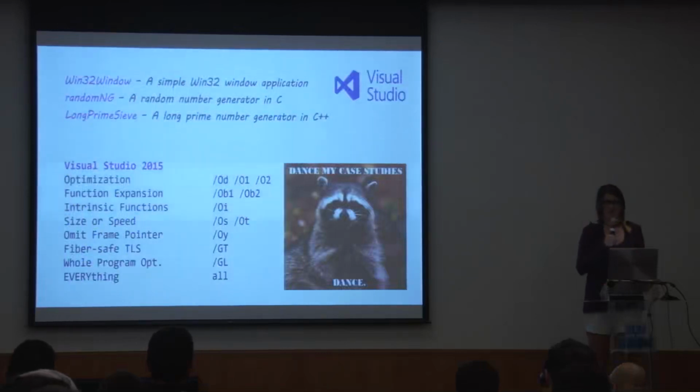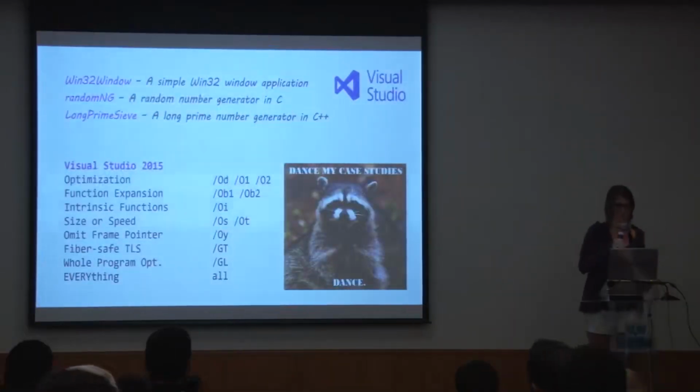So what did I actually do to visualize those optimization settings? For my experiments, I used 3 different case studies, which are listed on this slide. One of them is codenamed Win32 Window. It's a simple Win32 window application. All of the case studies are rather small, so the source size is approximately the same, which doesn't mean that the binaries that turned out were about the same size.